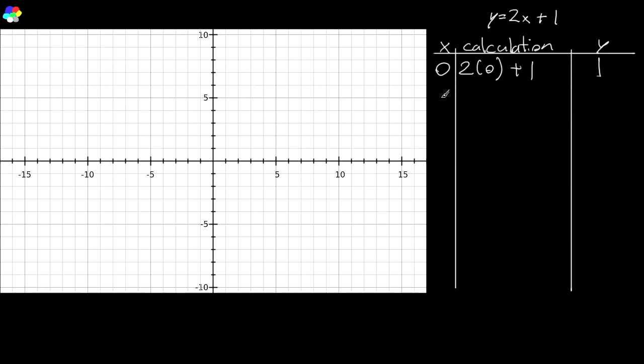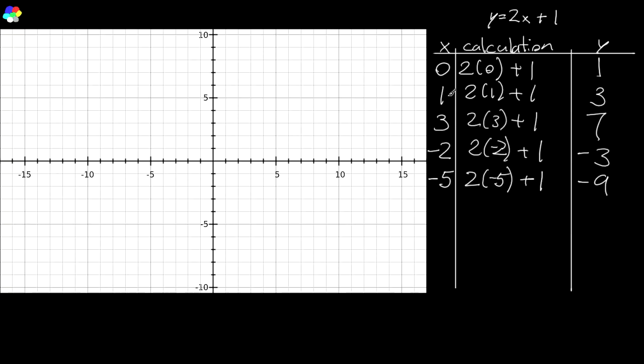And we can keep doing that for a bunch of other values. What if x is 1? That's 2 times 1 plus 1 equals 3. So here you can see I've done that for a bunch of different values of x. I've computed the corresponding y. And now we have a bunch of ordered pairs of x and y. And those are points on a graph. And if we actually put those points on here, so let's say x is 0, y is 1, that's right here. X is 1, y is 3, that's right here. I can keep doing that.